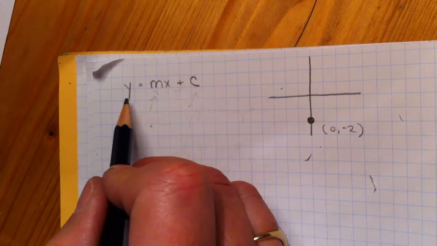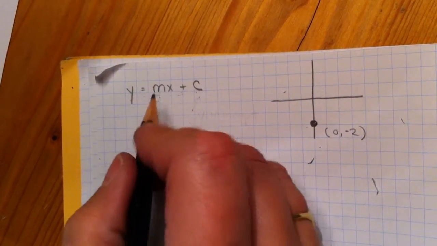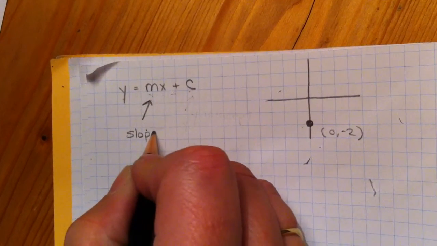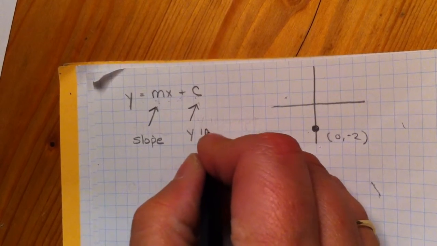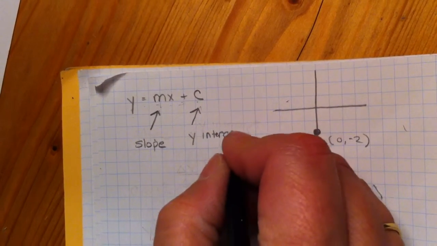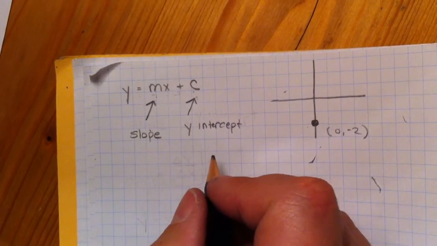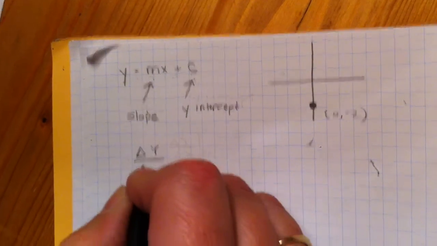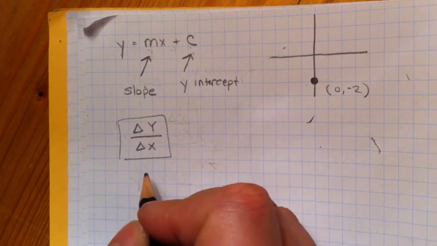First thing you need to know is that y = mx + c is an equation for a line. In this, the m stands for the slope or the gradient, and the c stands for the y-intercept, which is the point where the line crosses the y-axis. When you look at slope, it basically means the change in the y over the change in the x, and that's going to come in when we do any equation.